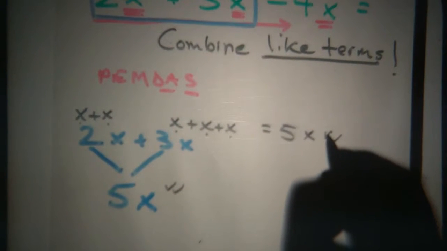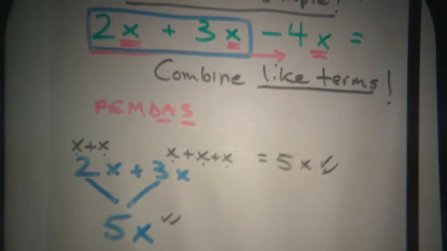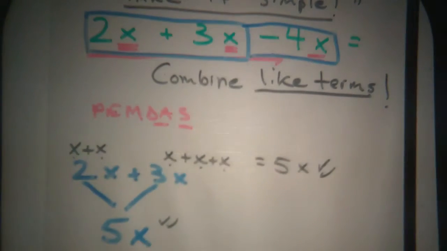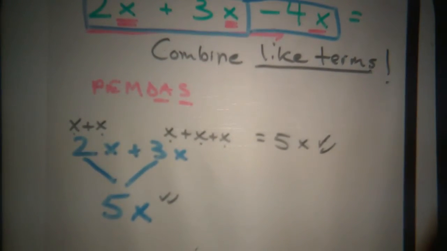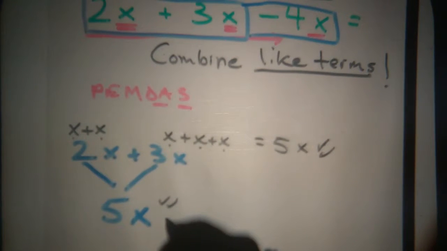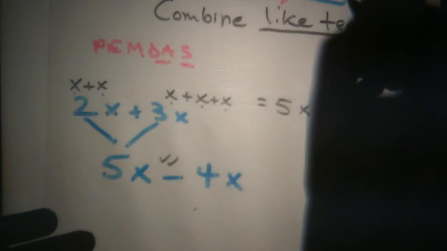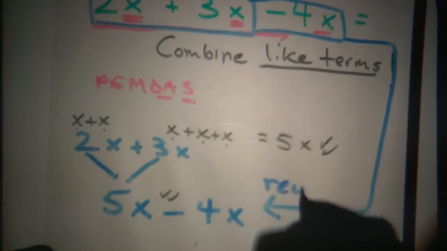Alright, now go back over to the original expression. What do we have here? We have a minus 4x or a negative 4x. So I can rewrite it here. Put the 4x down here. I'm just bringing it down here. So I did a rewrite.